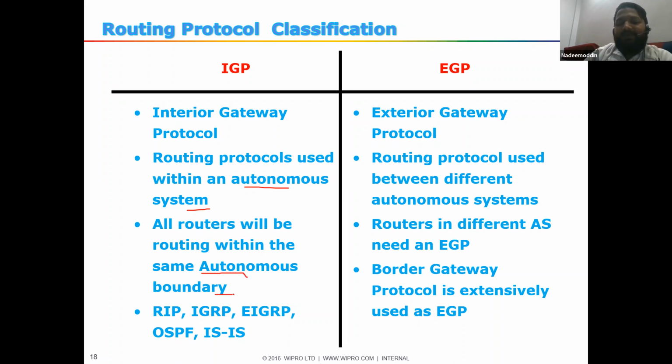In IGP, let's say this is your organization, and you have one site here, one site here, one site here, one site here. You are working within this autonomous system, so the IGP will work here. But if you have two different autonomous systems, and some routing protocols are working in each, when you want to connect the two autonomous systems, you need the BGP protocol, which is nothing but the EGP. So routing protocols are broadly categorized into IGP and EGP. In IGP you have three routing protocols, RIP, EIGRP, and OSPF, and in EGP you have only one protocol, called BGP.